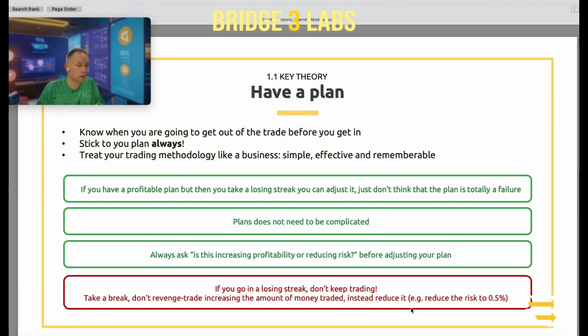Always ask, is this increasing profitability or reducing risk before adjusting your plan? So we're not talking about once you've already executed and you're in your plan, but as you're sitting there drawing on your chart, looking at different metrics and indicators, and you're maybe starting to adjust your levels of what you think is realistic for invalidation, stop loss, take profit, just be asking in the back of your head, is this increasing profitability or reducing risk?